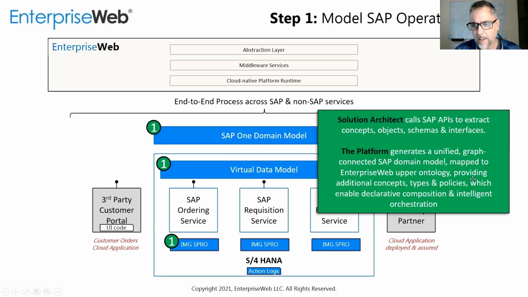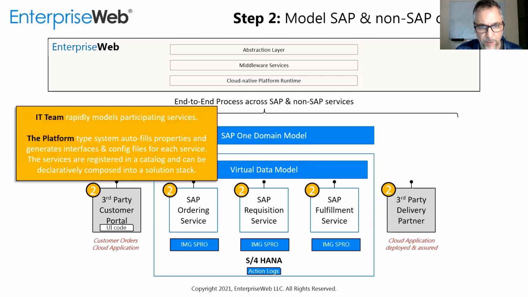So in this case, a solution architect can call these APIs, call this documentation. They're going to import them into the system. The system is going to do the entity extraction, and it's essentially going to set up that initial graph knowledge base. It's going to set up your graph operational domain. It's going to generate a unified graph connected SAP domain model mapped to our upper ontology, just as I described. And by that mapping of the SAP domain, which by itself wouldn't be connected to the Enterprise Web upper ontology, it's being wrapped essentially in additional concepts, types, and policies, which enable the declarative composition and the intelligent orchestration.